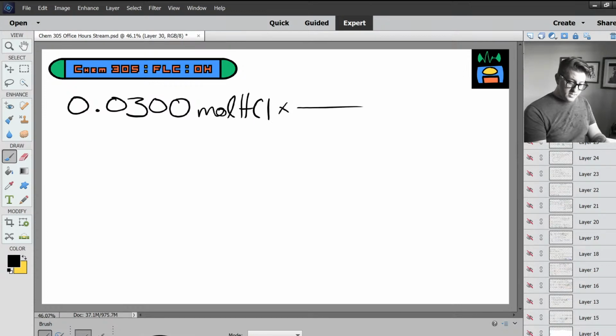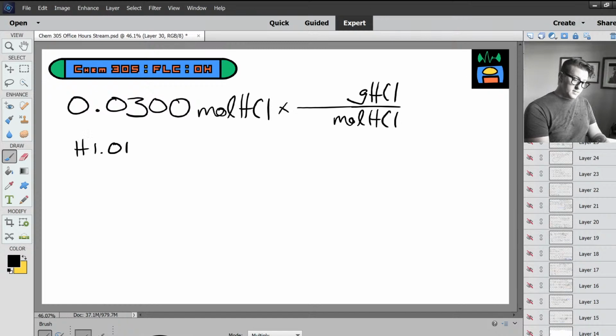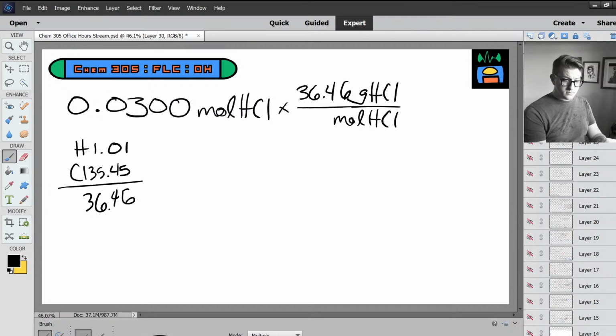Right, and then to solve this problem, we've got to convert from moles of HCl to grams. And so we're going to need to calculate a molecular mass. Hydrogen has an atomic mass of 1.01. Chlorine is 35.45, so HCl has a molecular mass of 36.46 grams in 1 mole.